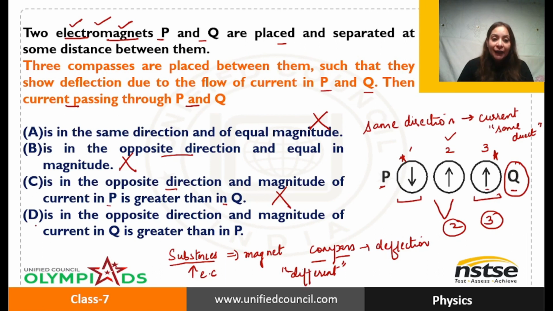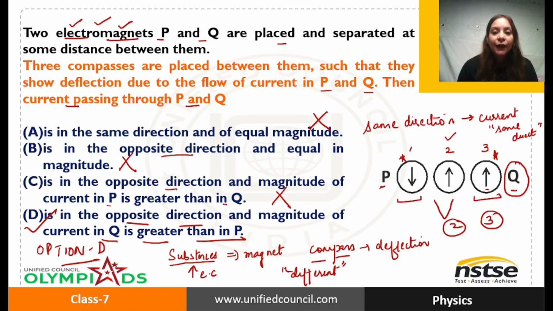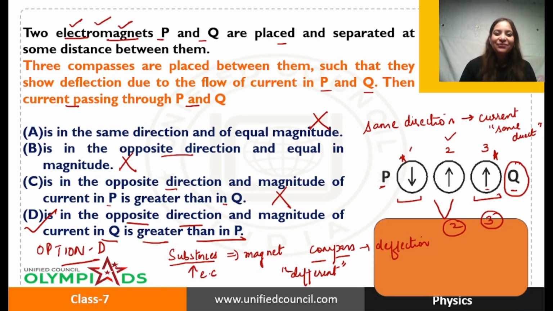So option D is correct because it is in the opposite direction, the deflections are opposite, and the magnitude of current Q is greater. The reason being the magnetic strength produced by it is more. That is why the magnetic compass is also pointing in the same direction as compass 3, which is placed just near to Q. So here which one is the right answer? Option D is the right answer. I hope you understood how to find it next time.